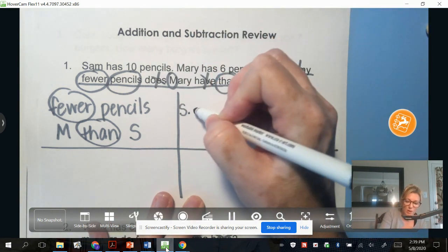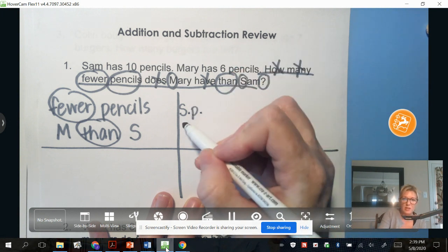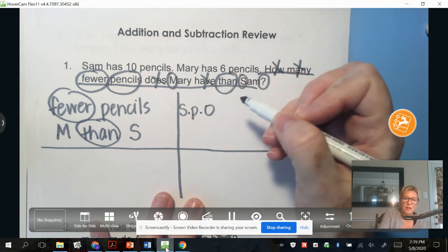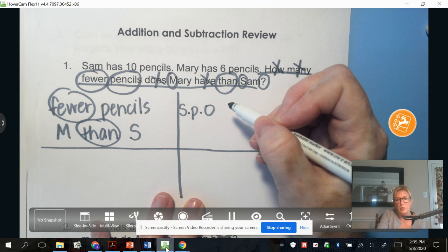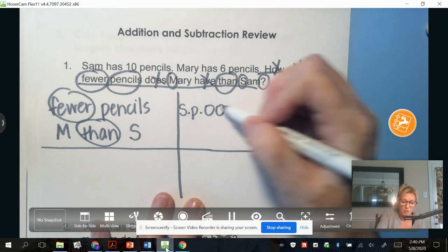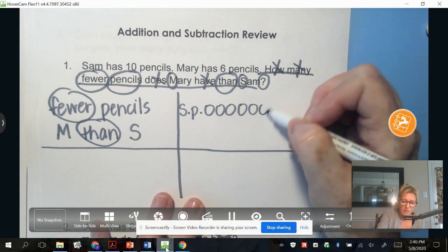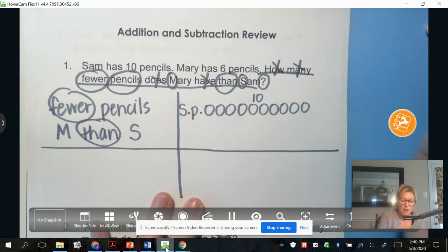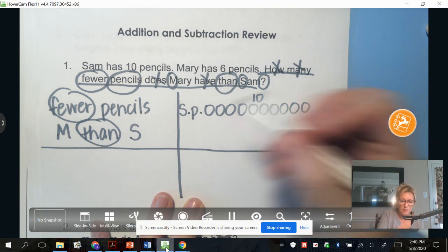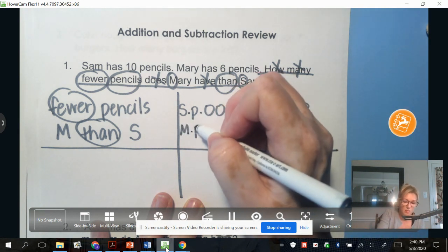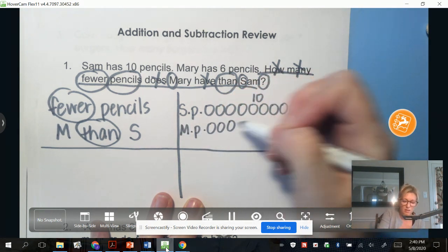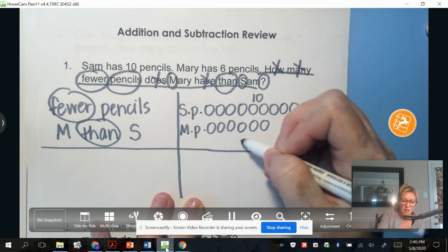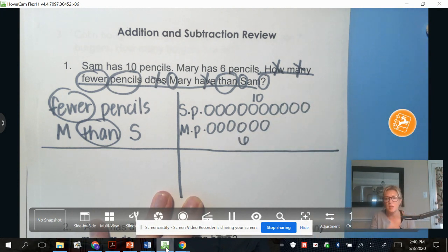Sam. What? Pencils. So this means Sam's pencils, and then 10. Nice, neat circles, boys and girls, because you don't want this to be a hot mess when you're trying to compare, right? 2, 3, 4, 5, 6, 7, 8, 9, 10. Okay. And Mary has 6 pencils. Mary's pencils 6. And of course, I'm labeling everything because those labels are going to help me later in step 3.